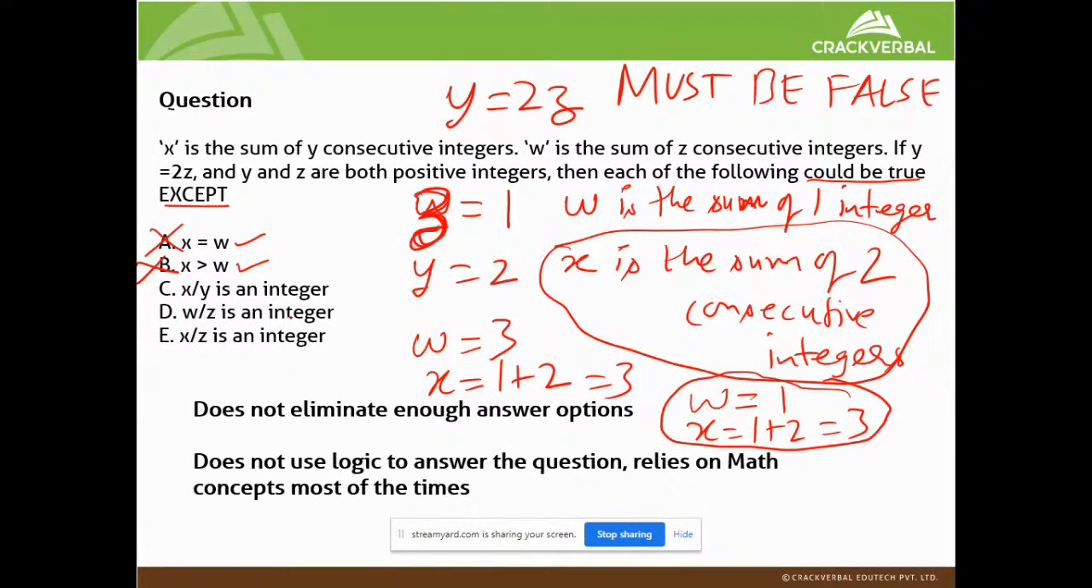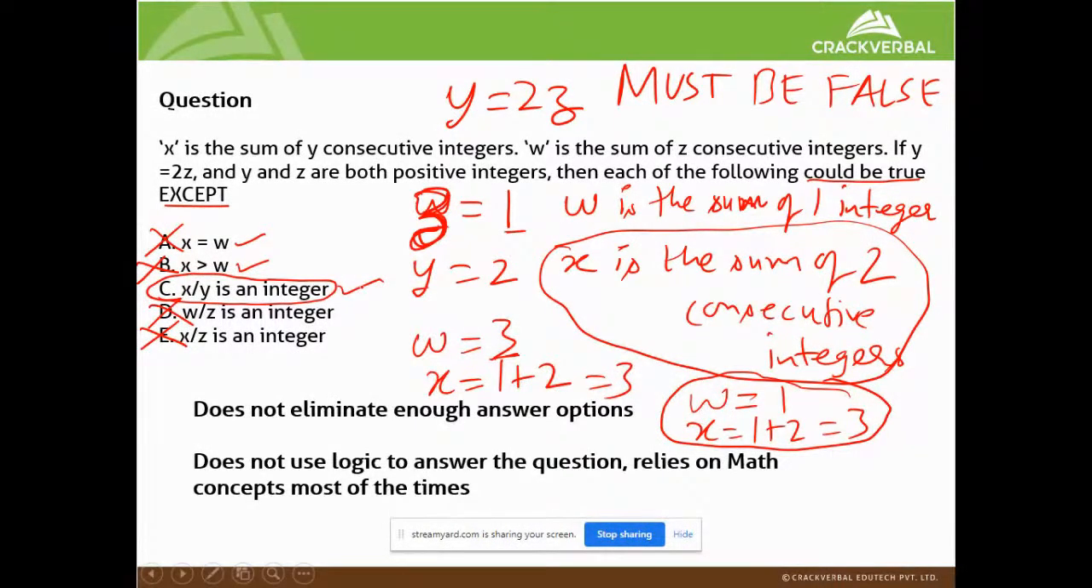W by Z is an integer. W by Z. What is Z? Z is 1. Anything divided by 1 will always be an integer. So this statement cannot be always false. This statement also cannot be always false. What is left? The only thing left is C, and that has to be my right answer.